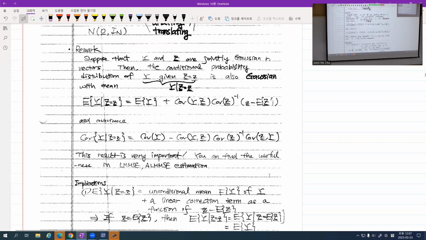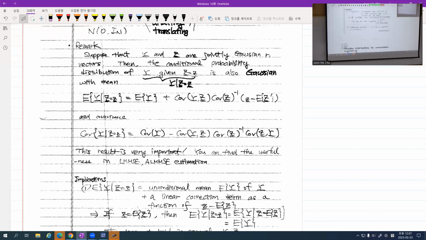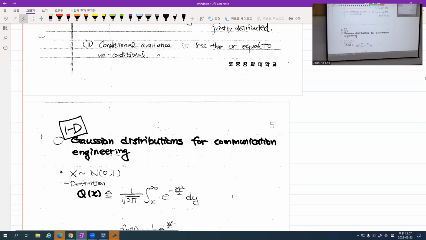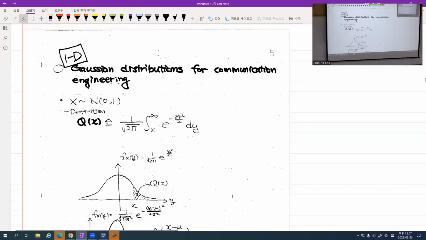This part I will skip right now because we will come back to it when we talk about mean square estimation, because the conditional mean and conditional covariance matrix of jointly Gaussian random vectors are very, very important in deriving even the Kalman filter. Now, let's focus more on the CDF and PDF of a real Gaussian random variable.